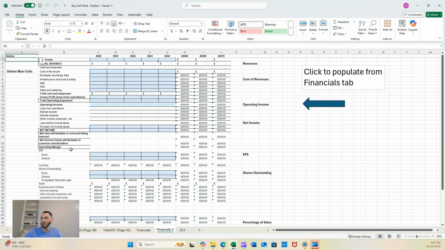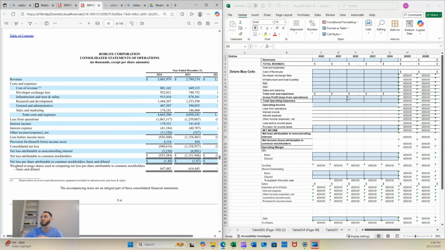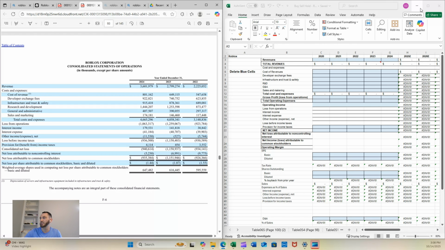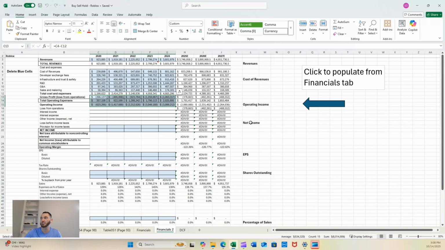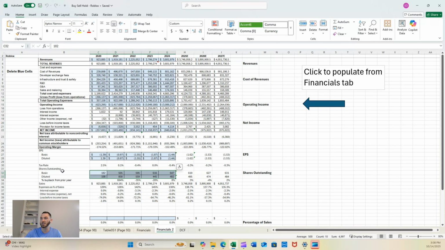And we also have our Excel spreadsheet here. We've segmented our spreadsheet by the same categories that they've done. So we have revenues, cost and expenses, cost of revenue, developer exchange fees, infrastructure, and trust and safety, and so on. You can see we've done ours the same way. Just to save some time, I've already put these numbers into Excel, so we're going to go ahead and populate those. We have revenues, cost of revenues, operating income, net income, earnings per share, and shares outstanding.